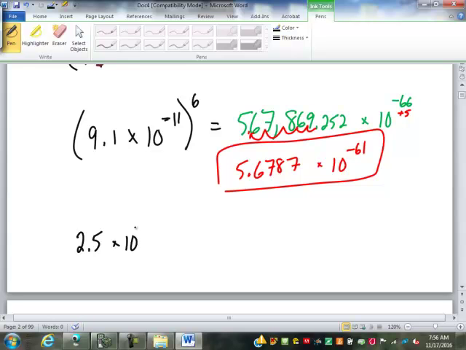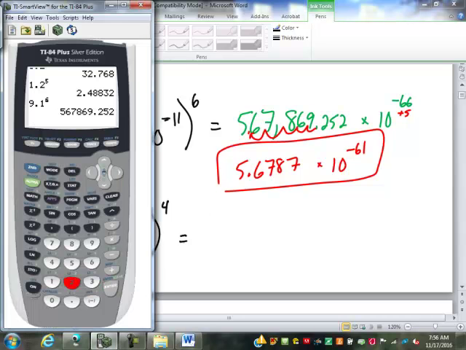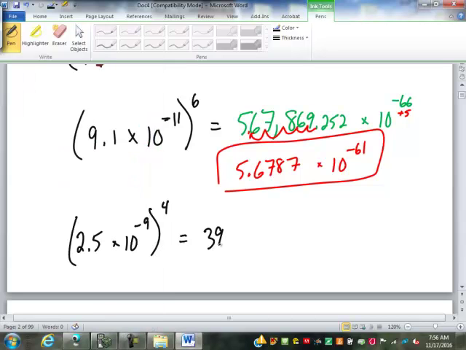So if we had 2.5 times 10 to the negative 9th, to the 4th power: 2.5 to the 4th power is 39.0625, times 10 to the negative 36. And here we're back to one where it only has to move 1 spot. So 3.906 times 10 to the negative 35. Other direction.